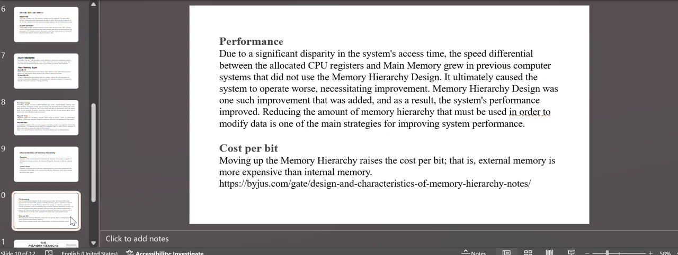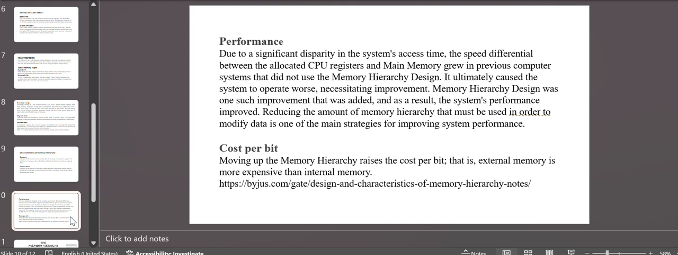And next, performance. Due to the significant difference in access time, the speed differential between the CPU registers and main memory grew in previous computer systems that did not use the memory hierarchy. It ultimately caused the system to operate worse, necessitating improvement. Memory hierarchy design was one such improvement that was added, and as a result system performance improved. Reducing the amount of memory accesses needed to modify data is one main strategy for improving system performance.